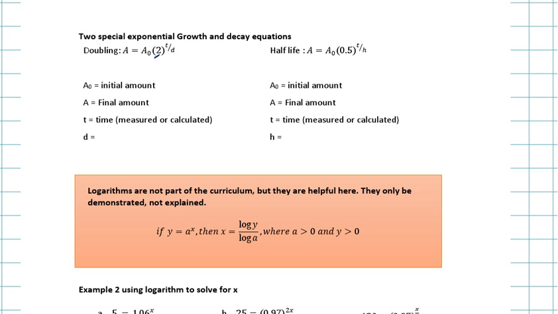A is your final amount. T is time, measured or calculated, so that's a T on top. Now, D is your doubling time. So let's look at that. That's new. D is new. D is your doubling time.